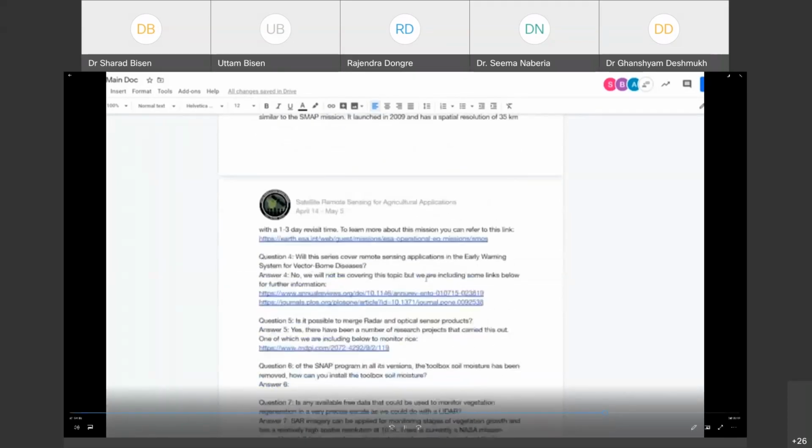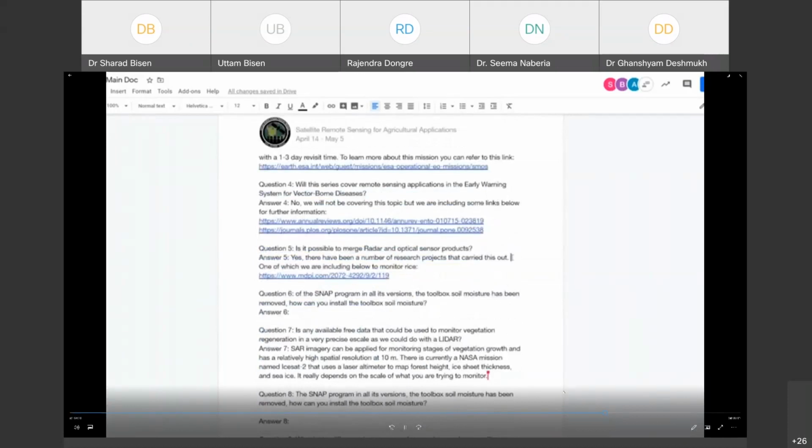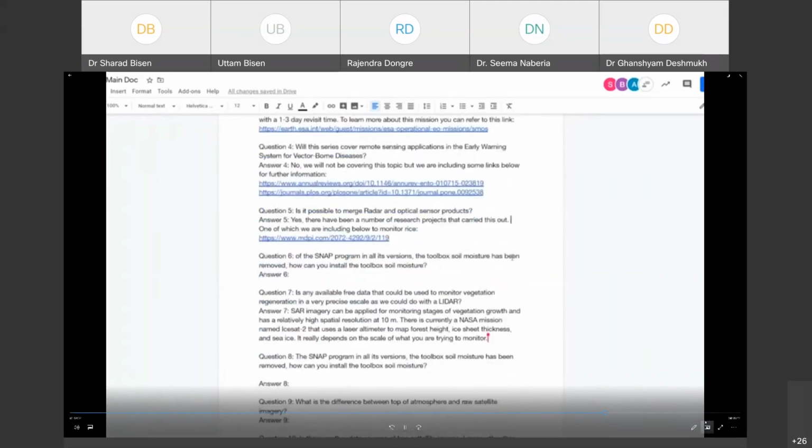Question 5, is it possible to merge radar and optical sensor products? Yes, it is very much possible. We've provided a link below for a case study in Myanmar where they're monitoring rice with both Sentinel-1 C-band radar, which we discussed earlier in the webinar, as well as Landsat data. And so we hope you will explore and learn about some of the methods that were applied in that research project. And we hope to provide more examples when we post this to our webpage later this week.